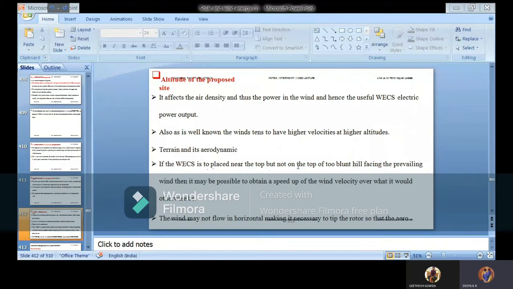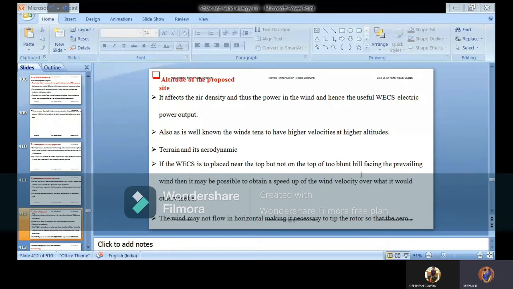But here you can see, the WCS is to be placed near the top. Of course, we want some top place, but not on the top of a too blunt hill. We want higher than the natural ground level, but it should not be a peak type or slant type or blunt type of hill facing the prevailing wind. Means they're opposite to the system, and you will not have a proper mechanical balance of the system also.